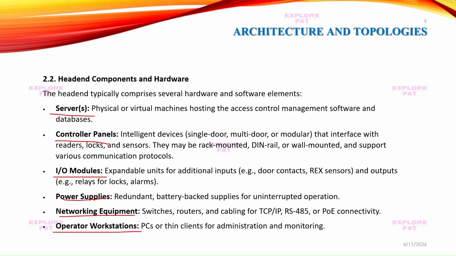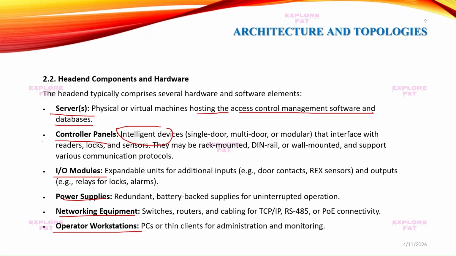Here, what is a server? Server: physical or virtual machines hosting the access control management software and databases. Control panels: what is a control panel? A control panel is an intelligent device that interfaces with readers, locks, and sensors. They may be rack mounted, DIN rail, or wall mounted and support various communication protocols. They could be single door, multi door, or modular.